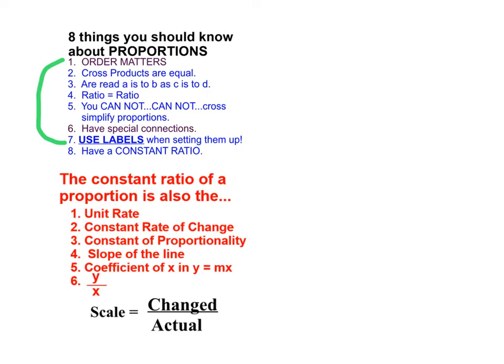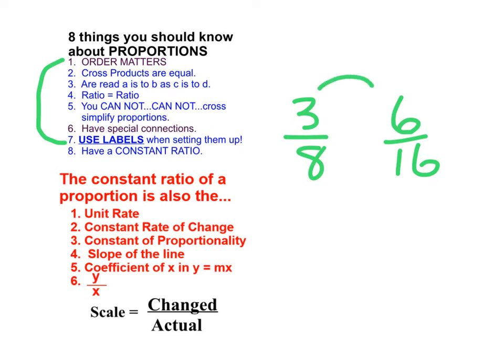Number 2, their cross products are equal. This is what we use for a shortcut for how to solve them. When I say cross products are equal, I'm talking about, let's say I have 3/8, and hopefully you know that that is equal to 6/16, right? How do I know that? Well, because I doubled the top and I doubled the bottom. And if I double both the top and the bottom, I have the exact same ratio, just at different size pieces.